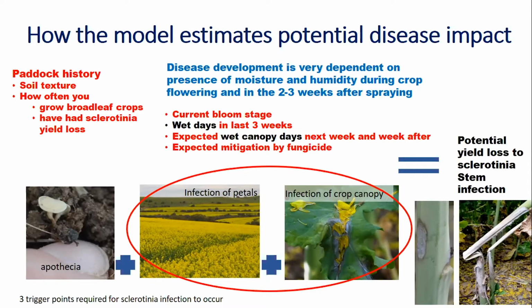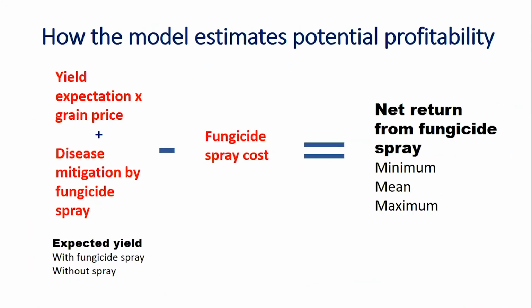So the app will ask you, what's the current bloom stage? How many wet days have you had in the last 3 weeks? The expected wet canopy days next week and the week after, and what you expect to be the mitigation by the fungicide, how effective you think it will be. Then the app will calculate the potential yield loss to Sclerotinia stem infection, and it will give you the expected yield with fungicide spray and without spray.